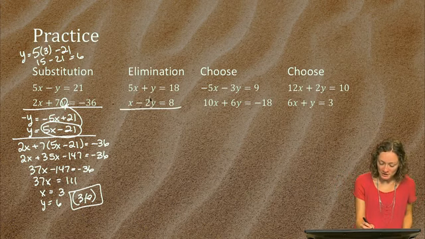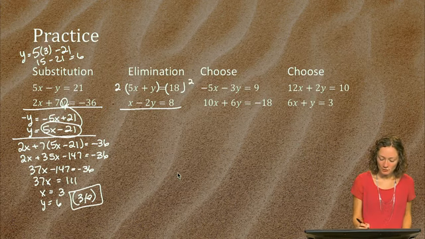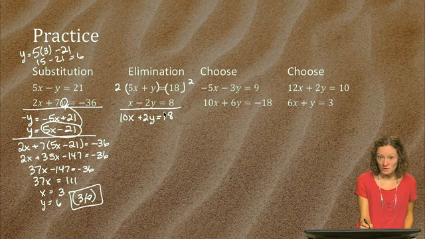All right, so the coefficients I want are going to be 2 and negative 2. So all I have to do is modify the first one, multiply everything by 2. That gives 10x plus 2y equals 18. The second equation already has the coefficient I want.